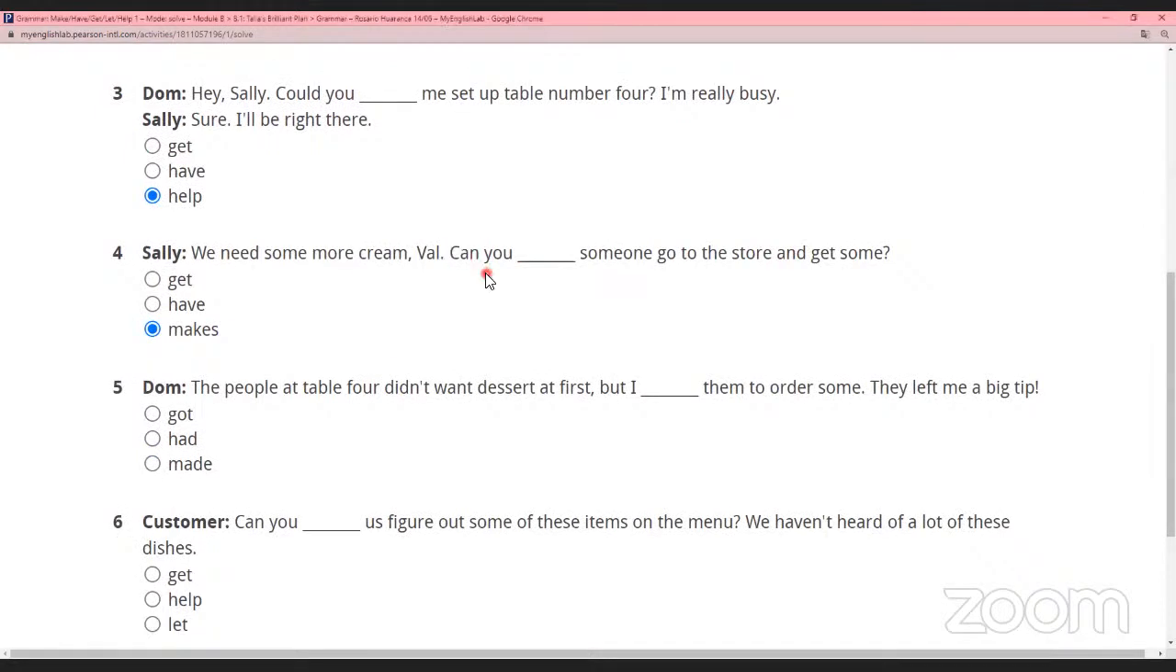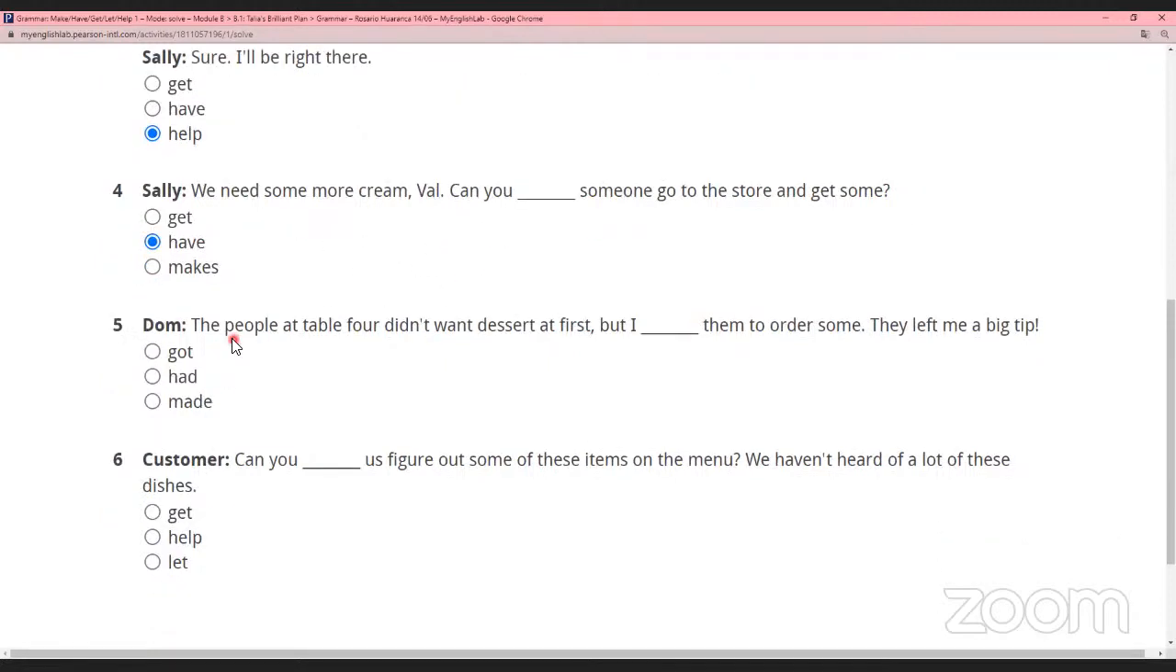¿Por qué? Tenemos can. Ok, entonces, si tenemos can y es pregunta, tiene que ir la forma base del verbo. The verb, yes. Okay, so it's like, can you have someone go to the store and get some? Yes. Very good. Okay, the next: the people at table 4 didn't want dessert at first, but I got them to order some. They left me a big tip. It's good.